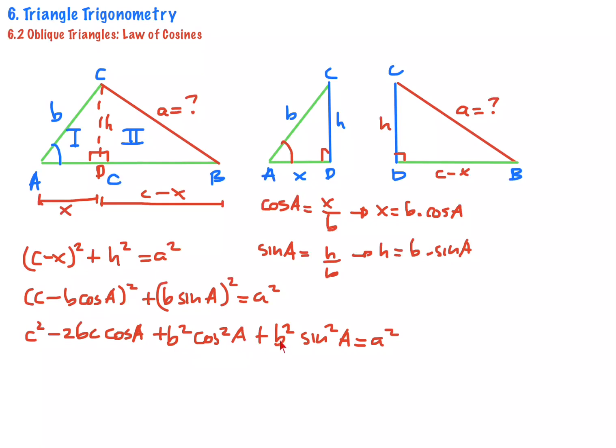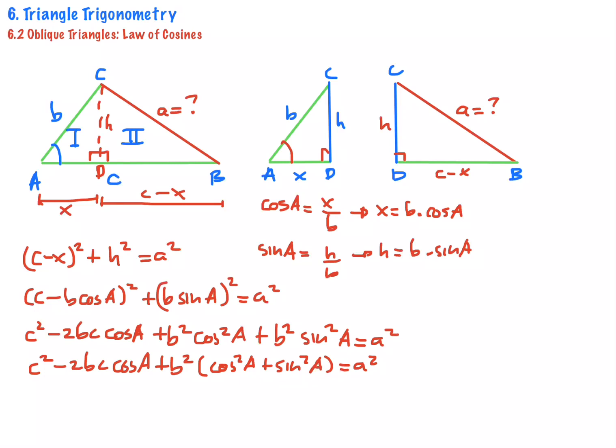B square cos square A plus B square sine square A. So we can also write it as B square times cos square A plus sine square A equal to A square. Don't forget to put this back again, C square minus 2BC cos A. Now this we already learned from the Pythagorean properties: cos square A plus sine square A is equal to 1.